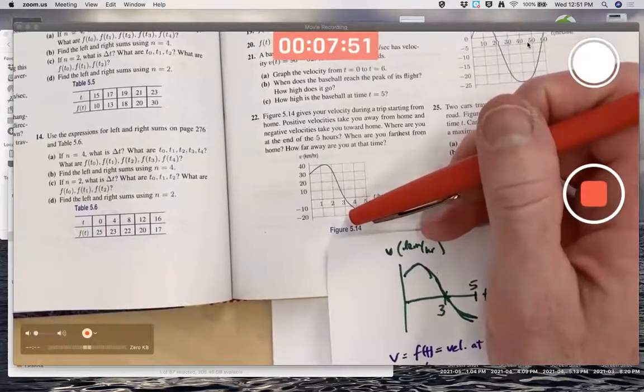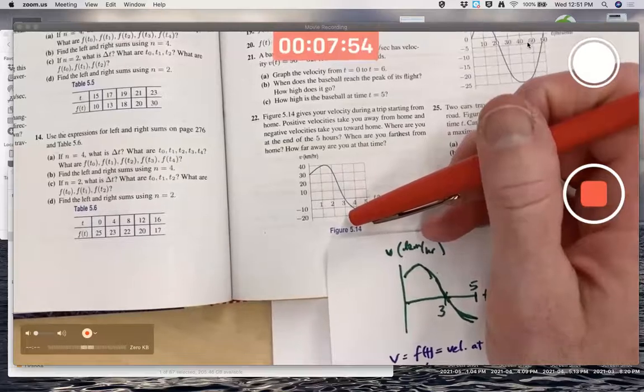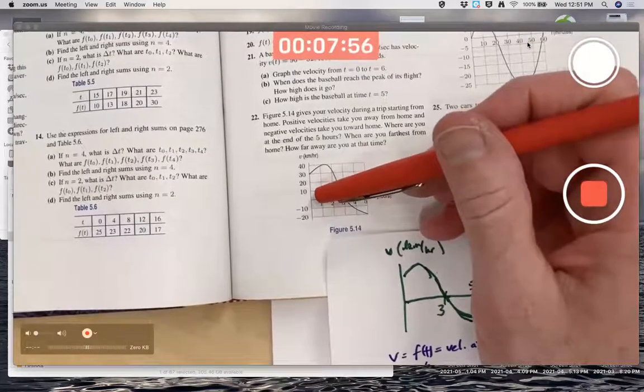Okay, and this is something you should be able to do for the final, or for the exam 3. Again, we're not going to have a final this semester.